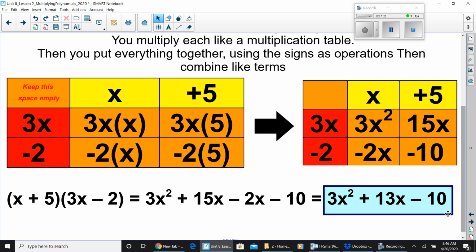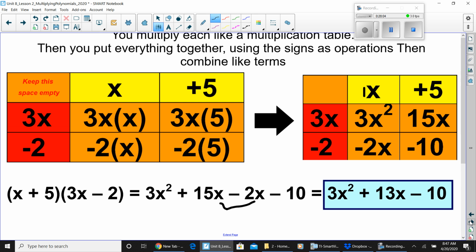Then when you combine the like terms, you take this 3x squared out, put it here. You take this 15x out, put it here. Take this negative 2x out, put it here, and then take this negative 10 out, put it here. Combine the like terms, which are in the middle. You have 15x minus the 2x, and that's 13x. That is it. So you have 3x times x. This is, by the way, 1x. 3x times 1x is 3x squared. Don't forget to add those exponents. All right? And I like that box method.